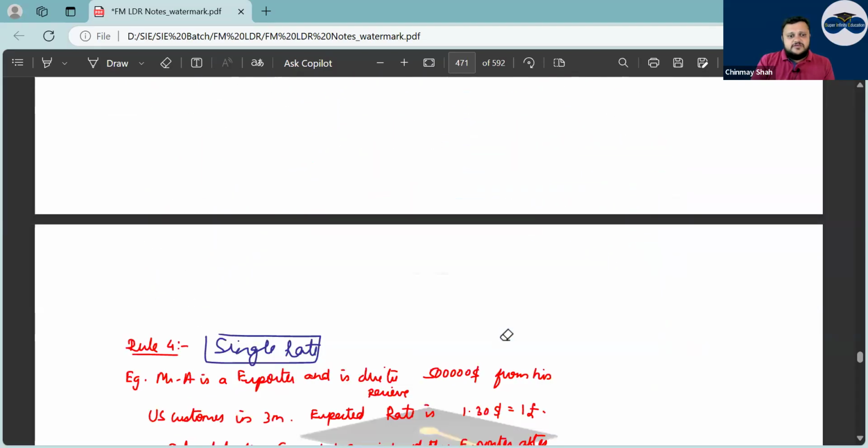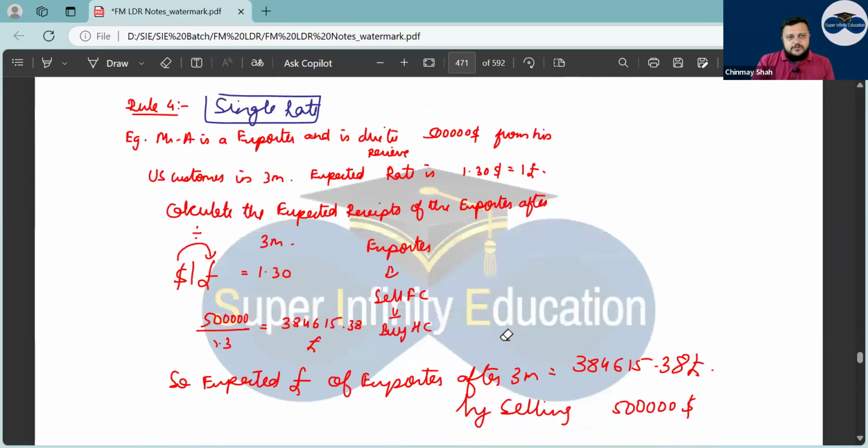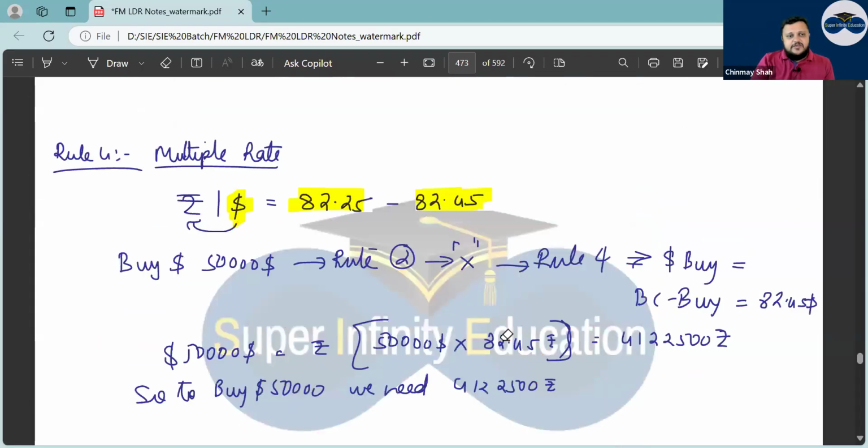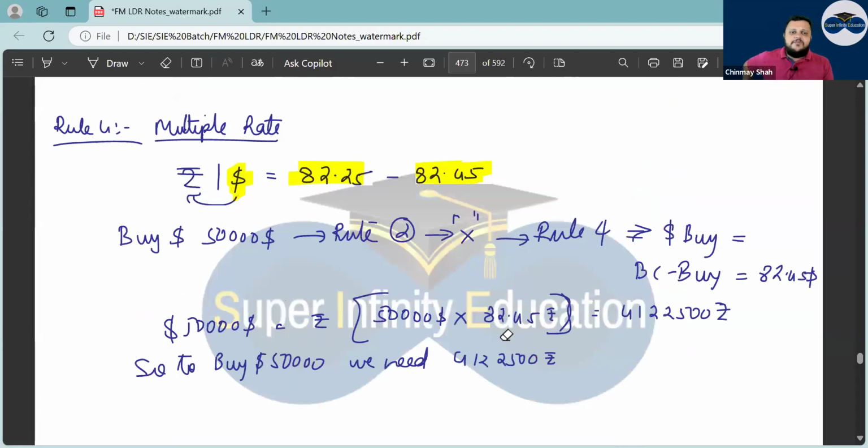Then we come to rule 4, when there is a single rate. Rule 4 with a single rate is not much of a tension. But rule 4 when it comes to multiple rates, right? Rupee by dollar is equal to 82.25-82.45, which means that the bank is ready to buy from you at 82.25 and sell to you at 82.45. Then only will the bank get a profit of 0.20 on the transaction.